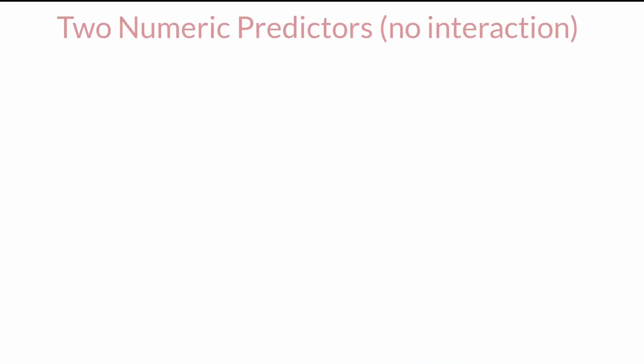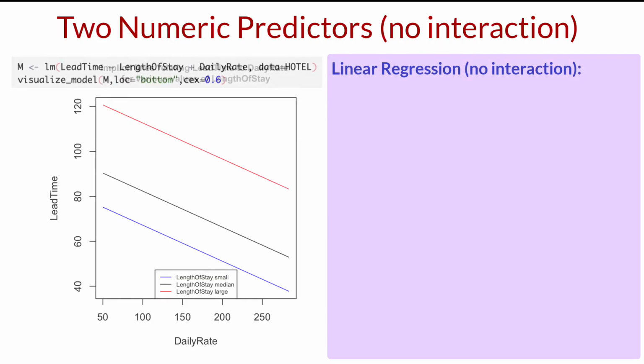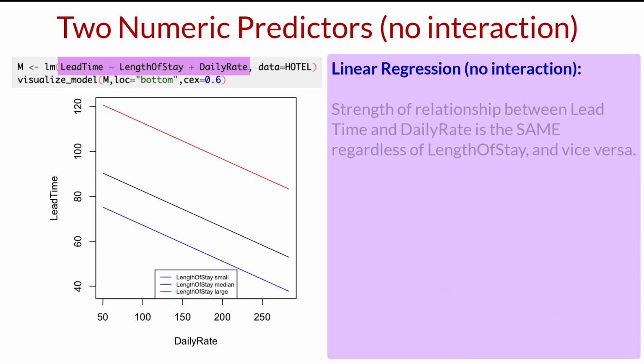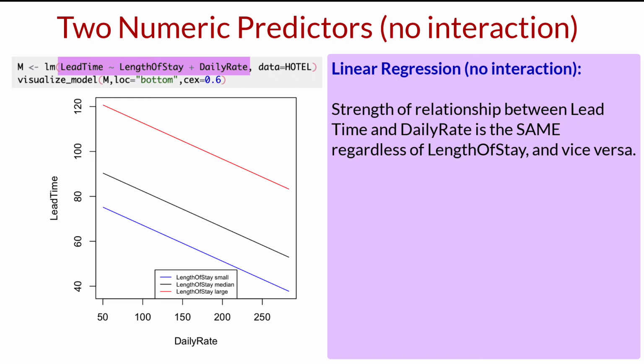All right, so what else do we need to know about? How about when we want two numerical predictors? In multiple linear regression, when we predict from two numerical quantities, like predicting lead time from length of stay and daily rate, the relationship between lead time and length of stay is going to have the same strength, regardless of daily rate, and vice versa, as long as we don't include an interaction.